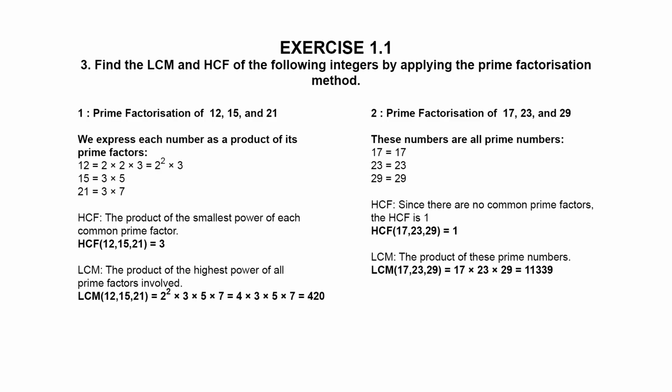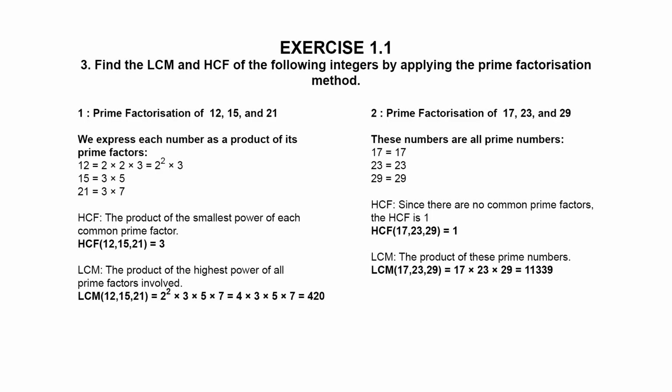HCF, the product of the smallest power of each common prime factor. HCF of 12, 15, 21 is equal to 3. LCM, the product of the highest power of all prime factors involved. LCM of 12, 15, 21 is equal to 2 square into 3 into 5 into 7 is equal to 4 into 3 into 5 into 7 is equal to 420.